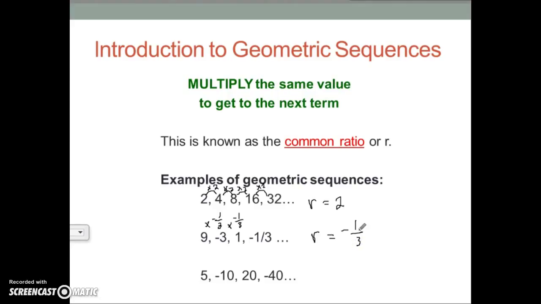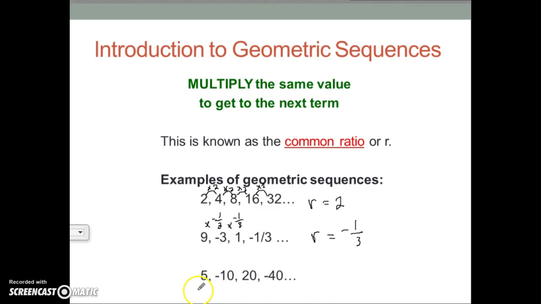So just remember, you can use division to help you come up with what that common ratio is, but write it in terms of multiplication. So write it so that you're multiplying by the reciprocal. So whatever you are dividing by, change it to the reciprocal so that you multiply.